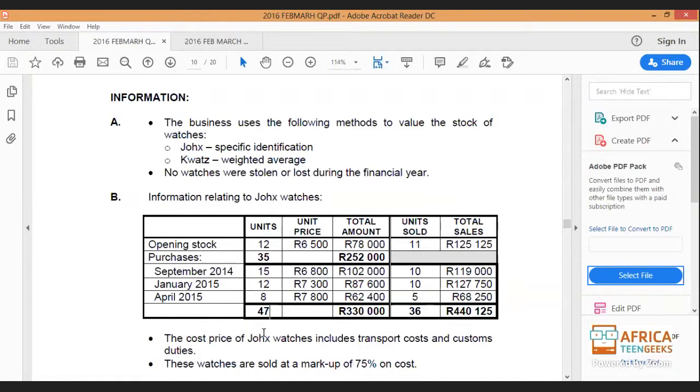The cost price of Jogs watches includes transport cost and customs duties. So they are telling us that this cost price includes the transport cost and customs duties. These watches are sold at a markup of 75% on cost.